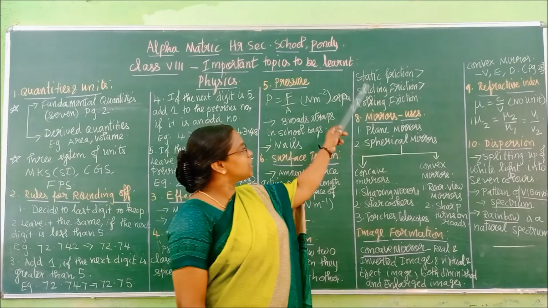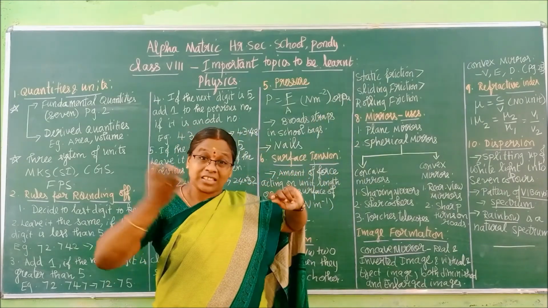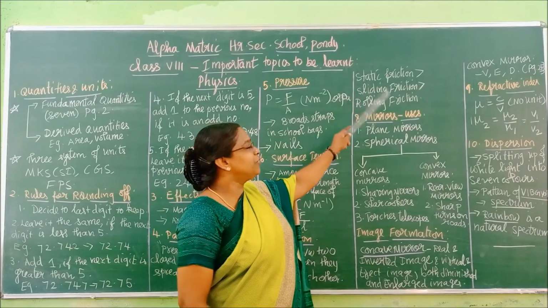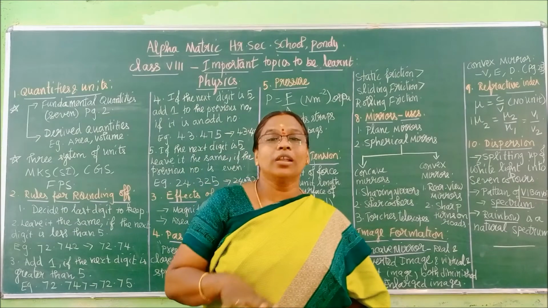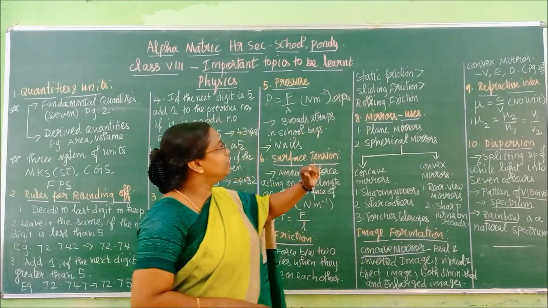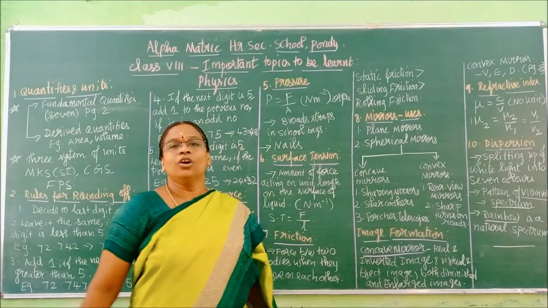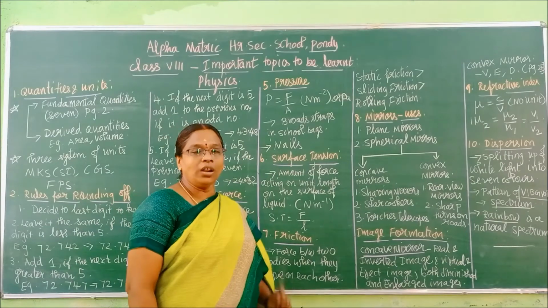So of these three frictions, which is greater? Static friction is the greatest. Sliding friction is an average friction, and rolling friction is the easiest and smallest level of friction. So static friction is greater than sliding friction, which is greater than rolling friction. Clear, children? So these points alone are enough for friction.